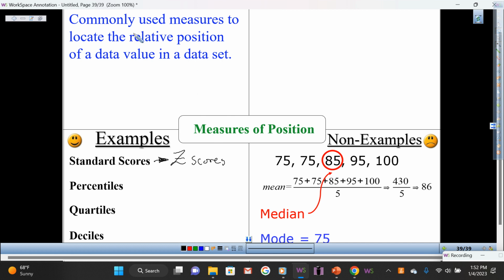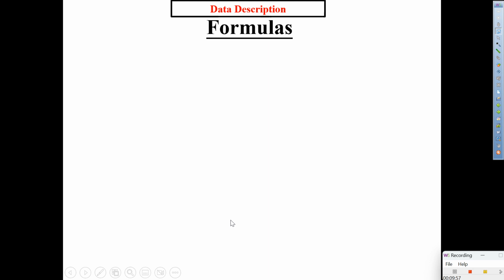So commonly used measures to locate the relative position of a data value in a data set. Once again: standard scores, percentiles, quartiles, deciles. Today we're only going to start with standard scores, Z-scores. I wrote these as non-examples. You could have written something else. That's fine. So let's move on, yeah? All right.